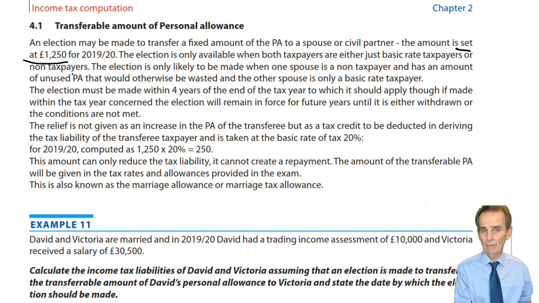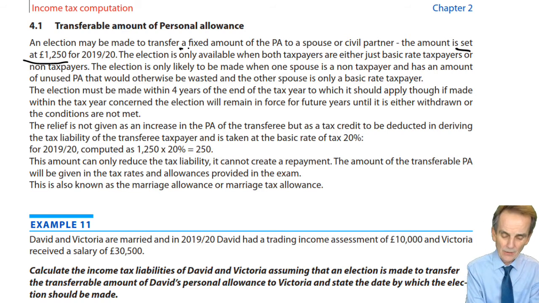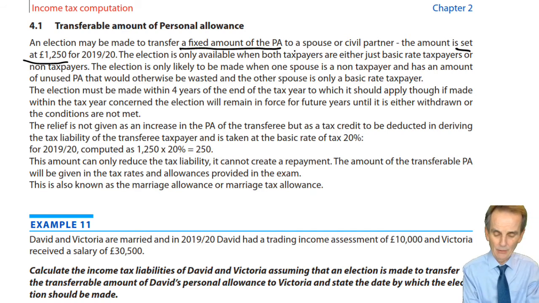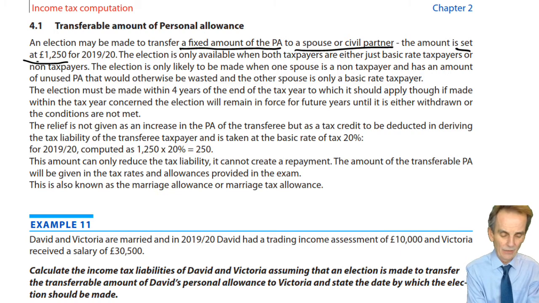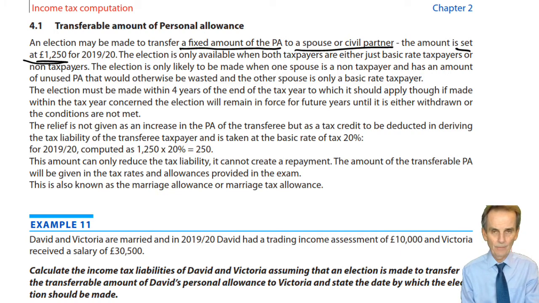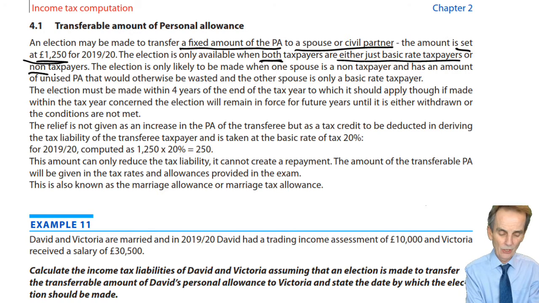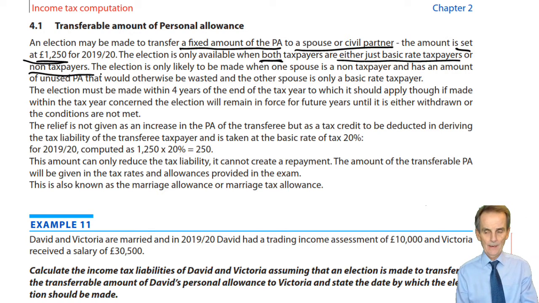Where does £1,250 come from? We've always been taking 10% of the figures of the personal allowance. Okay, so we can transfer this fixed amount of the personal allowance to a spouse or civil partner. It is for our tax year £1,250. When can this election be made? To qualify for this particular election, it's only available when both taxpayers are either basic rate taxpayers or non-taxpayers. If you've got a higher rate taxpayer, there is no transferable amount of personal allowance.